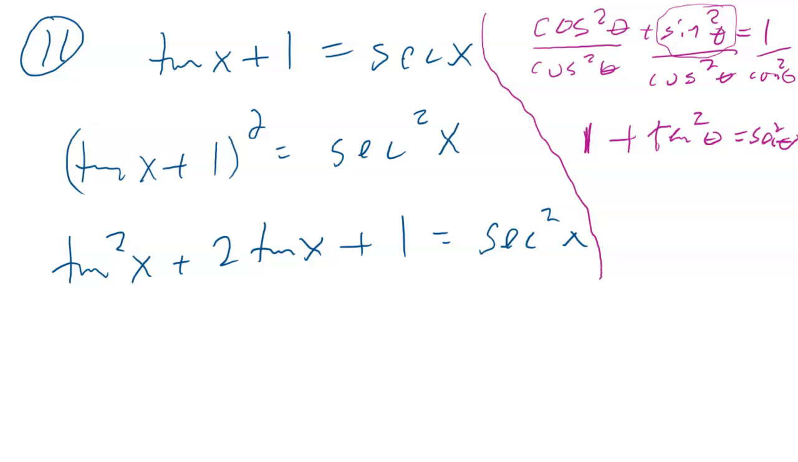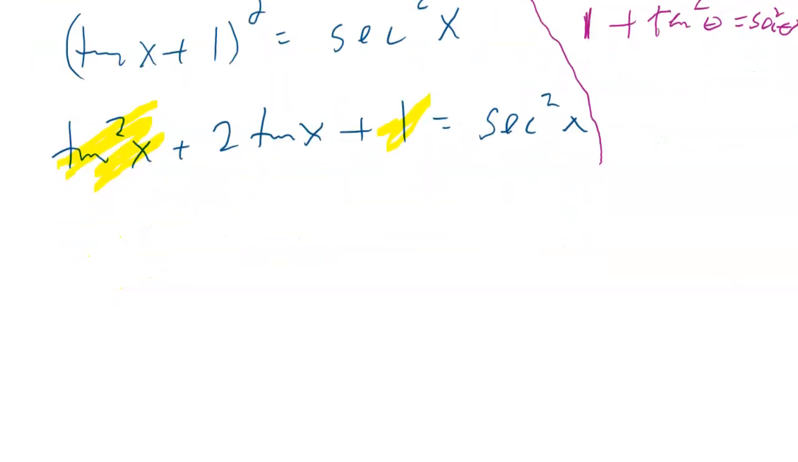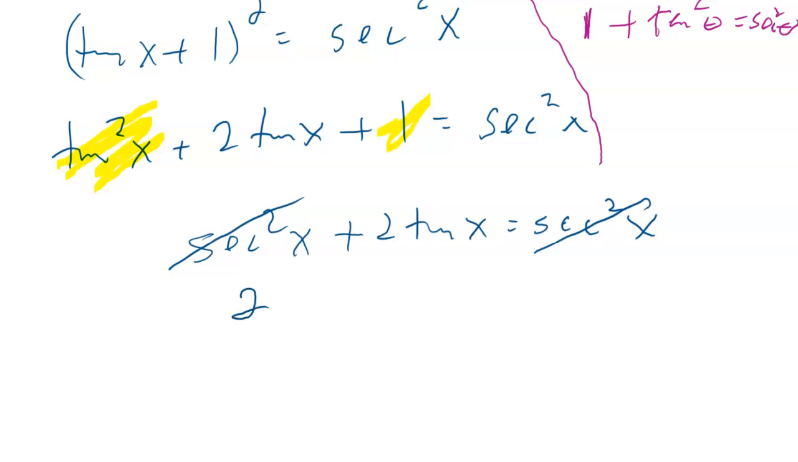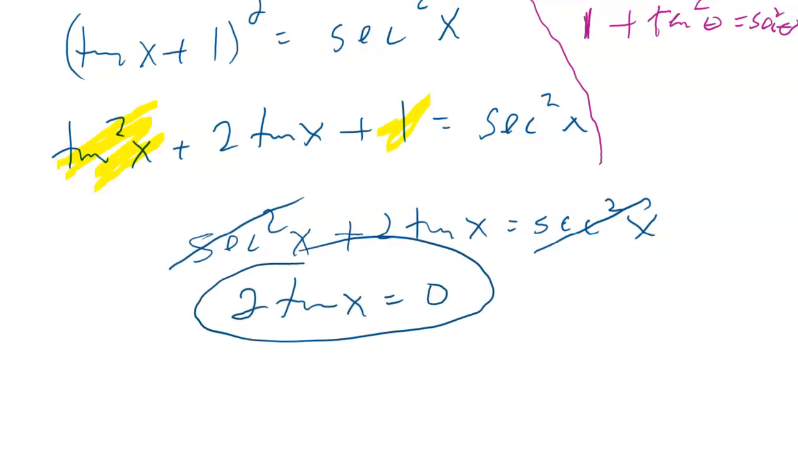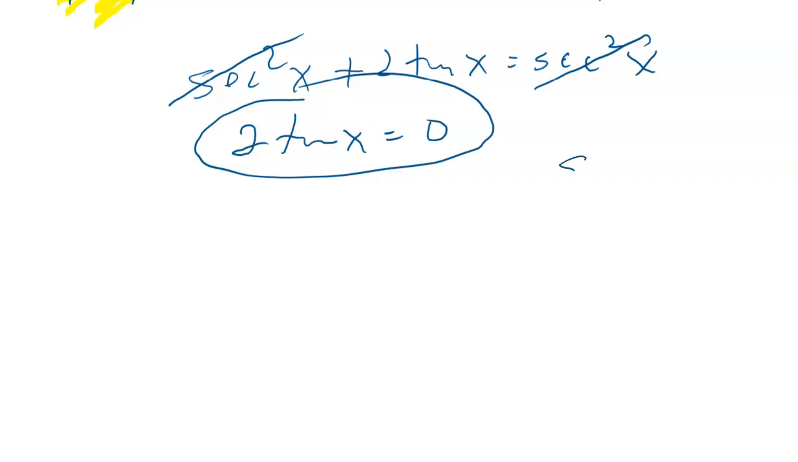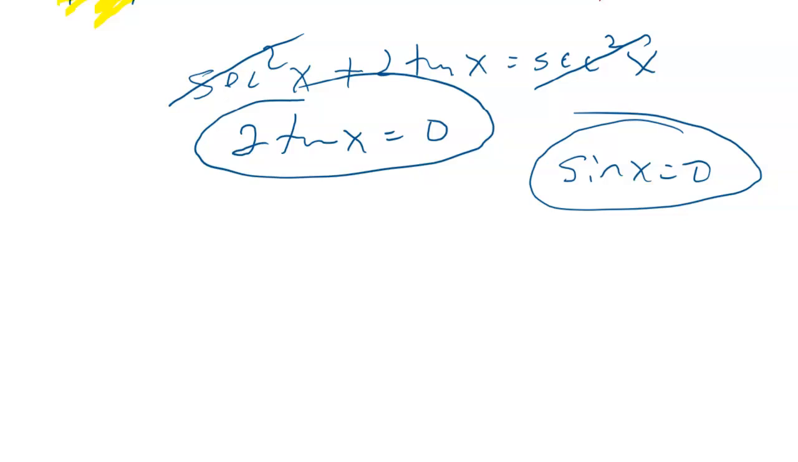Wow. And if you notice real quick, I have a tangent squared theta plus 1. And as we said, tangent squared theta plus 1 is secant squared theta. So I got secant squared x plus 2 tangent of x is equal to secant squared x. These will cancel out. I get 2 tangent of x is equal to 0. When is that equal to 0? That's going to be equal to 0 when sine is equal to 0 because tangent is sine over cosine. When is sine equal to 0? Sine is equal to 0 at 0, at pi, and so on, and 2 pi. So I'm going to say our answer is 0 plus pi k. Boom.